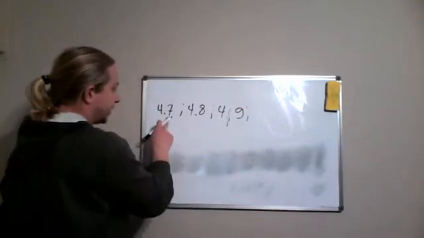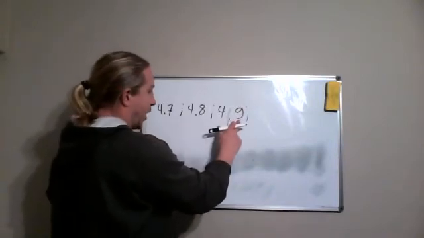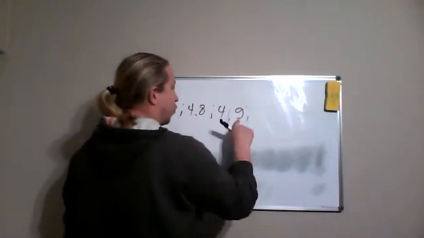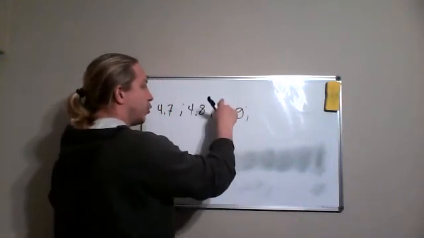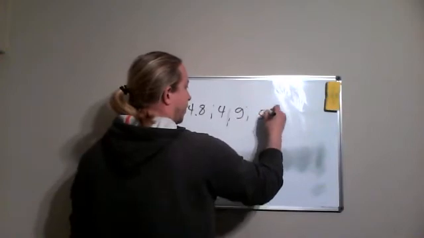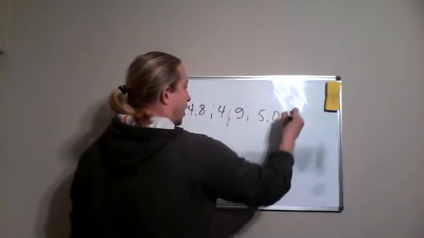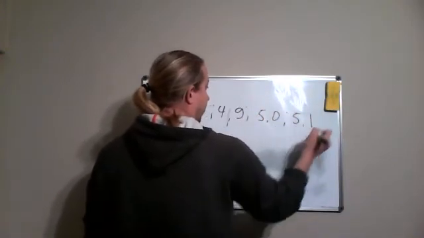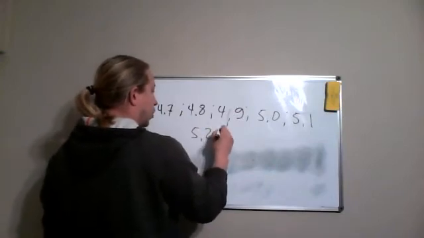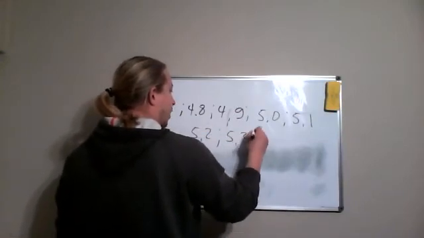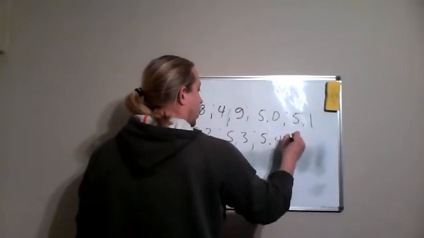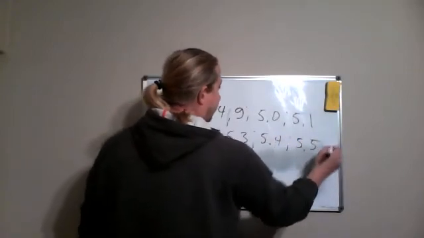So what we can see, we're going in increments of 0.1. Okay, so the next one, this will become a 10, which will add 1 more. So this will be 5.0. Next one, 5.1. Then 5.2. Then 5.3. Then 5.4 and 5.5.